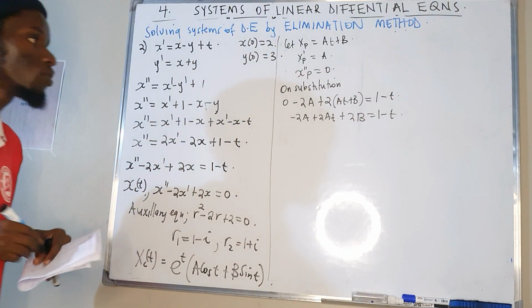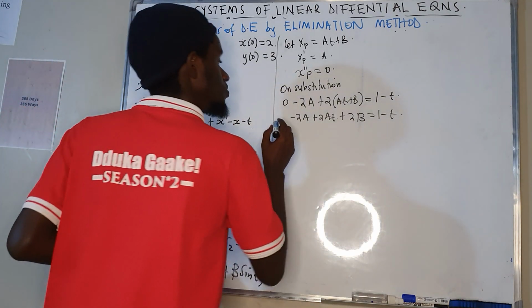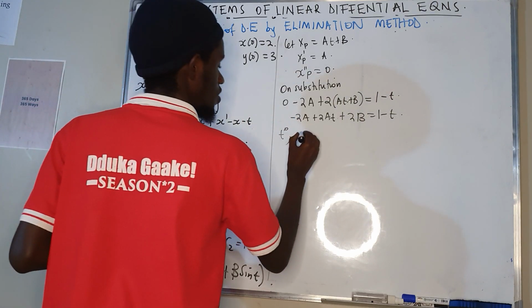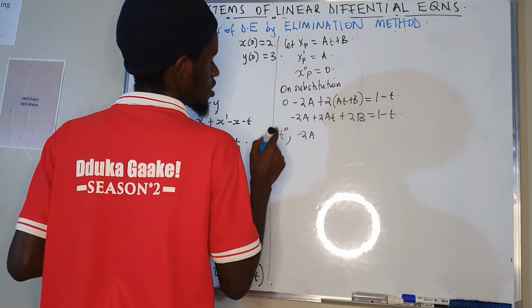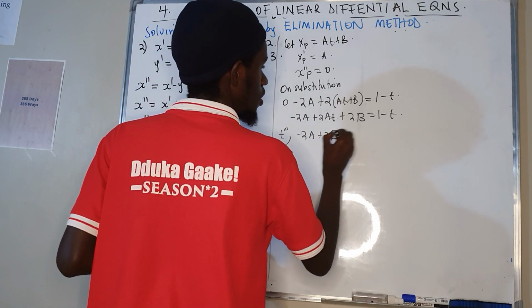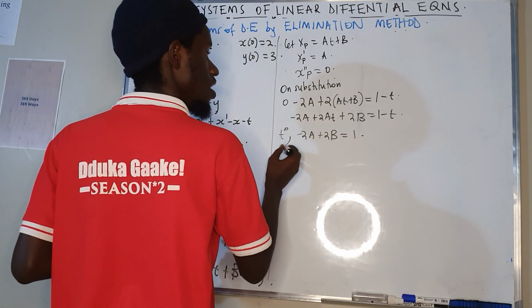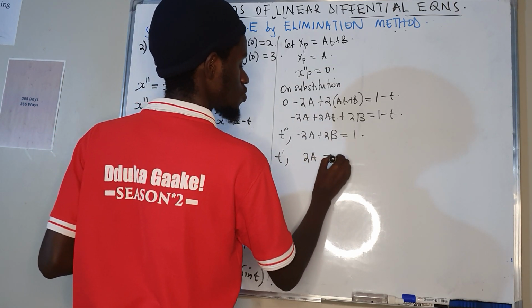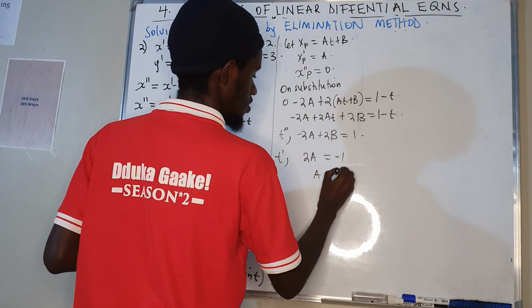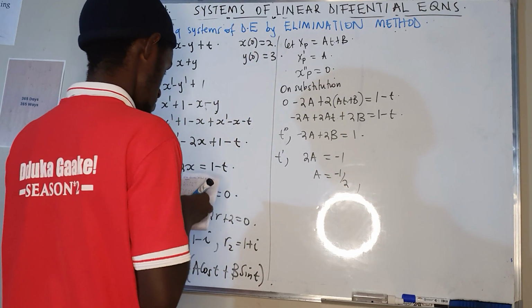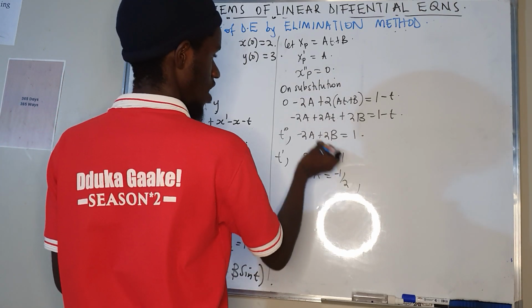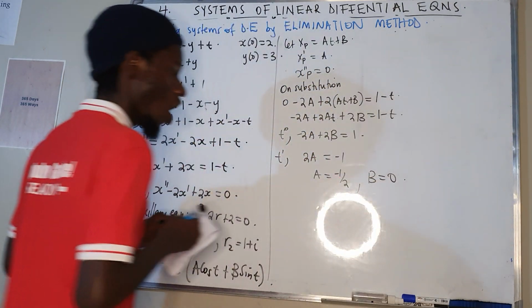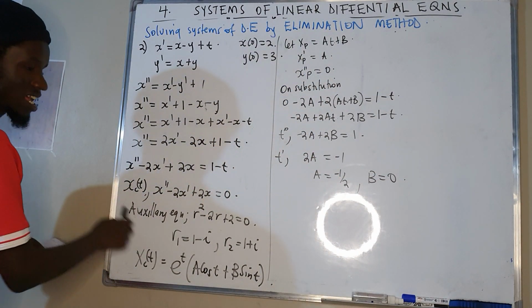Now this step allows me to compare coefficients. Comparing the coefficients of t to the power 0, I have negative 2a plus 2b equals 1, and for t to the power 1, I have 2a equals negative 1. Therefore a is negative a half, and if I put negative a half in, my b is 0. Therefore I'll be able to write my solution for x at t.